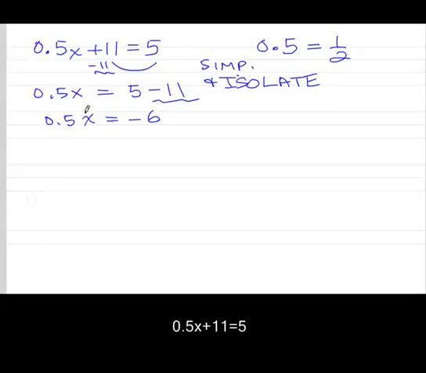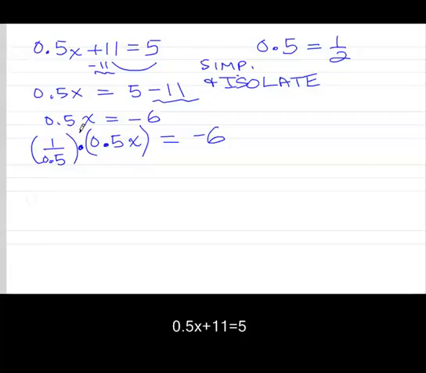Whatever we do to the right side, we do to the left side. So I'm going to multiply the left side by 1 over 0.5. I'm going to put that all in brackets so that we remember that's a decimal. This is not a decimal, by the way, it's a multiplication sign. Equals negative 6. Don't forget the negative 6. A lot of people forget the negatives.